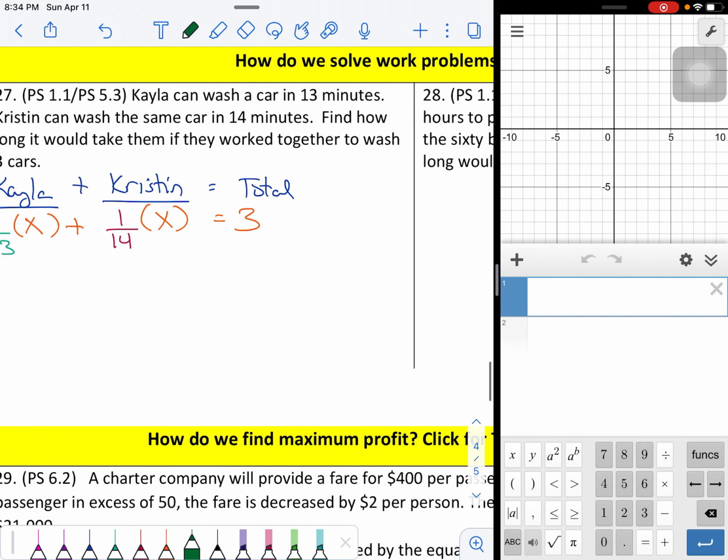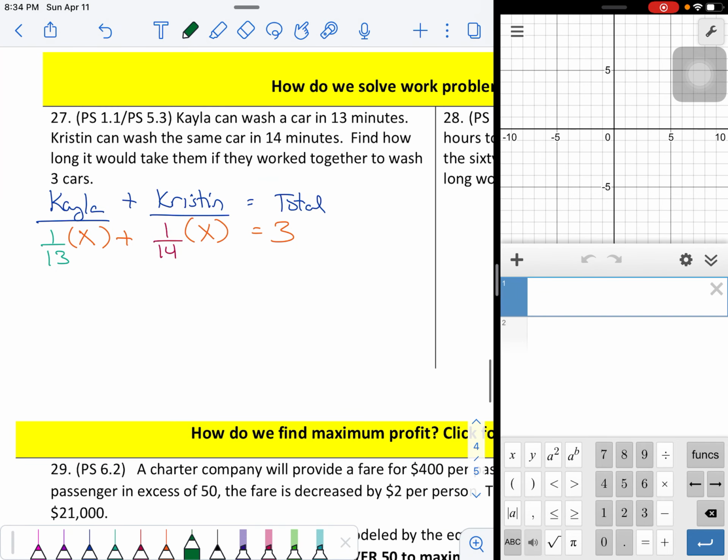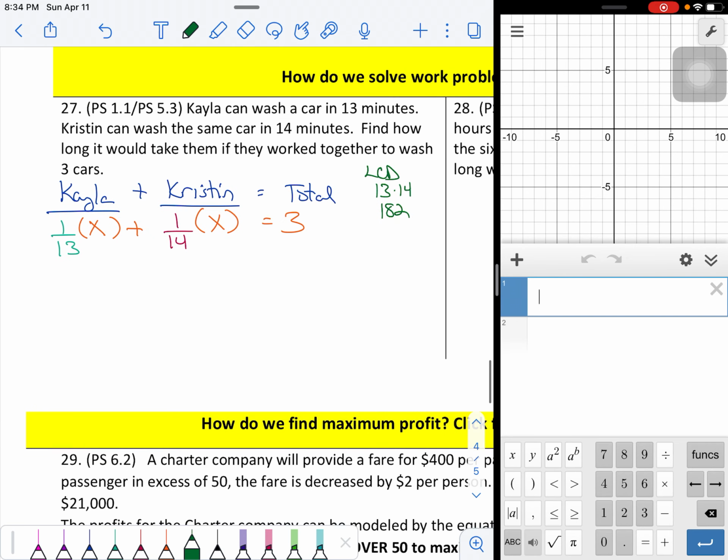All right, so for this particular problem, I'm going to figure out my LCD, so least common denominator here. Now, currently my denominators are 13 and 14. So to find a common denominator, I can just multiply those together. And 13 times 14 is 182. So I'm going to take that LCD of 182 and multiply it times every part of this problem.